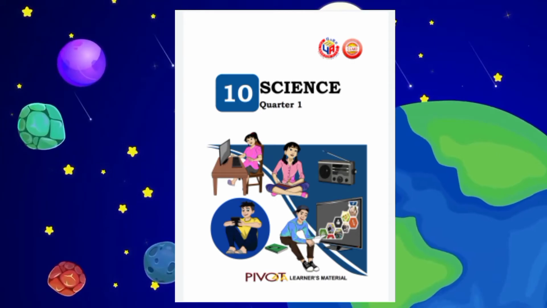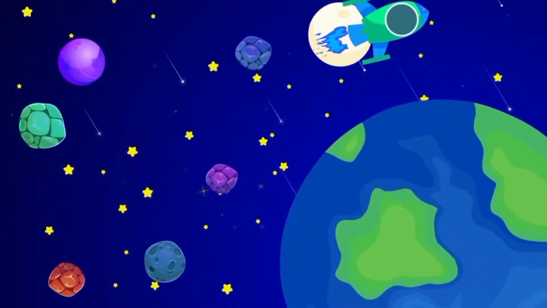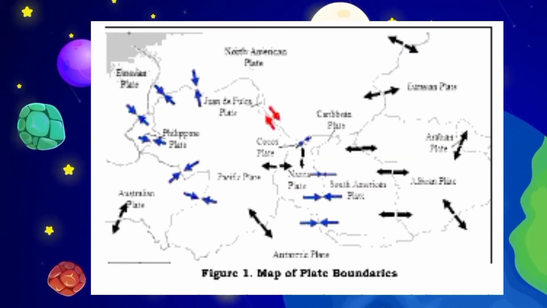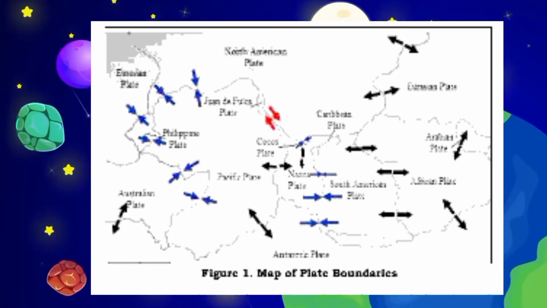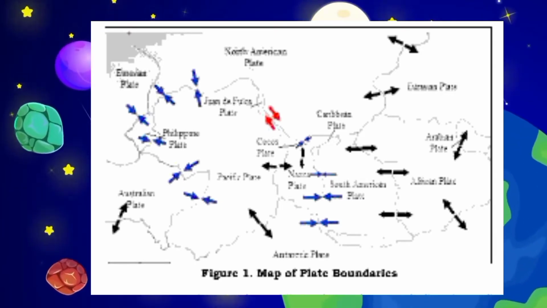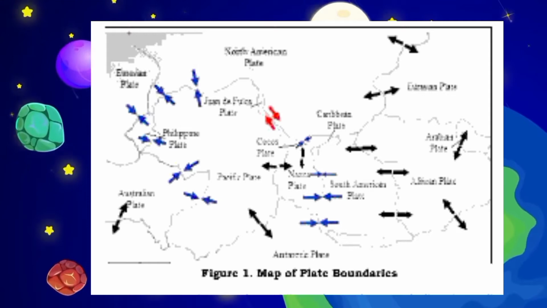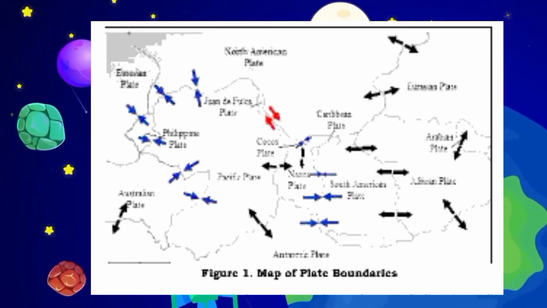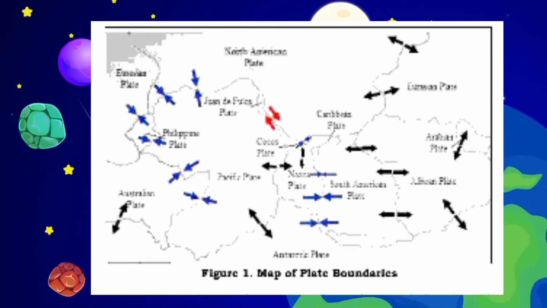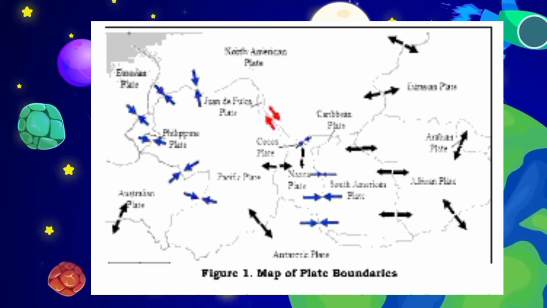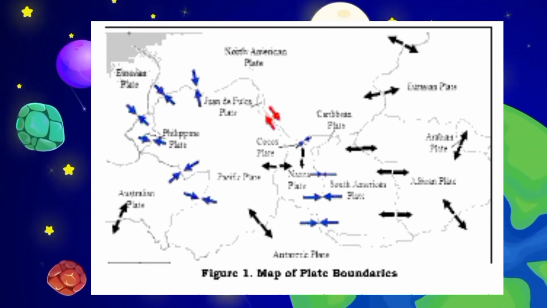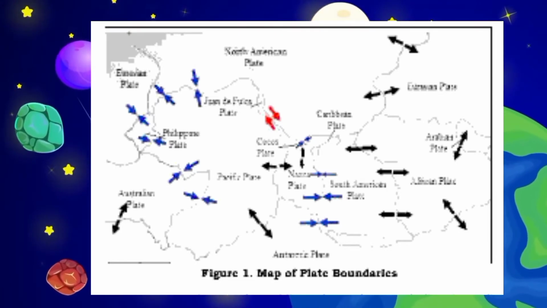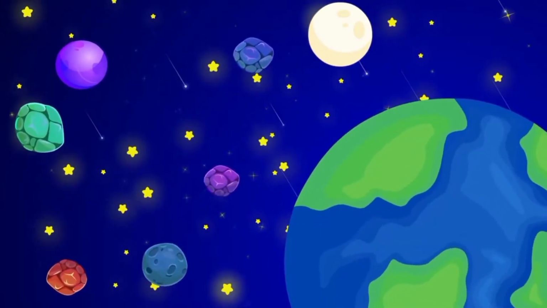And now, please refer to your self-learning module. Take a look at the picture on page 20. What does the figure show? The figure shows the moving plates of the Earth. Can you see the arrows? What does the arrow imply? The arrows show the direction of the plate movement and the other lines are the fault lines.